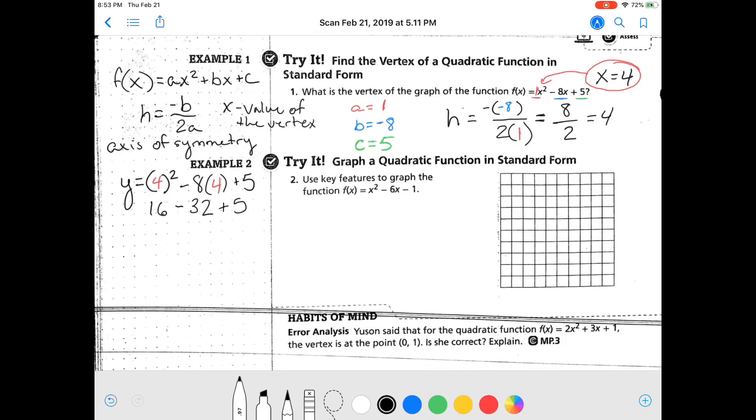So 16 minus 32 gives me negative 16. Plus 5 is negative 11. So my y value of my vertex is going to be negative 11. Remember from our conversation yesterday that the y value is also the minimum of my graph. So that's doubly important. So my vertex here is going to be 4, comma, negative 11.